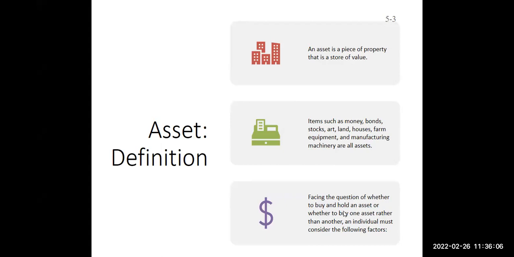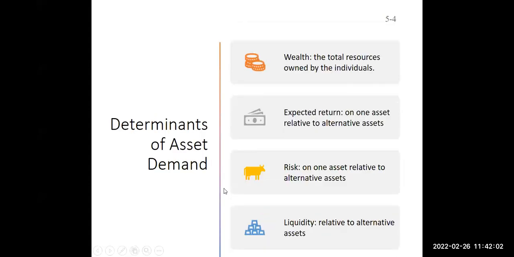So facing the question of whether to buy and hold an asset, or whether to buy one asset rather than another asset, must depend on certain conditions. To talk about those assets, we are going to learn what kind of assets you buy and how you make a decision about an asset.